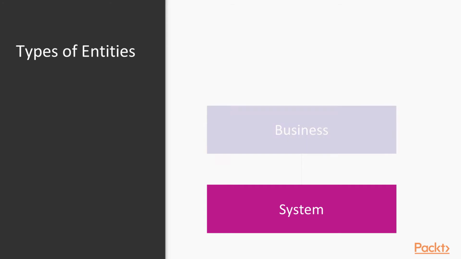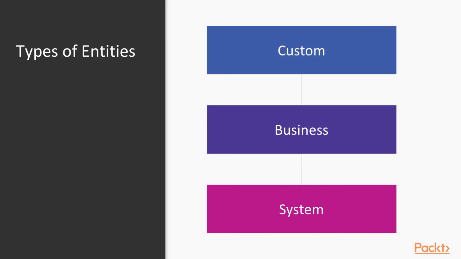The platform defines three main types of entities. We have system entities, business entities, and custom entities. Let's look at each one separately and see what the differences are.